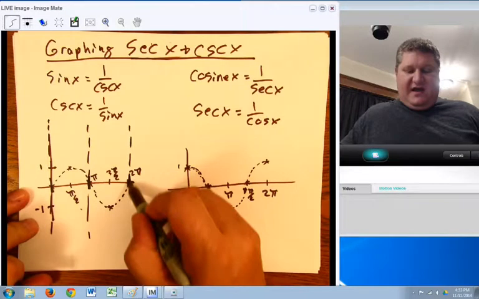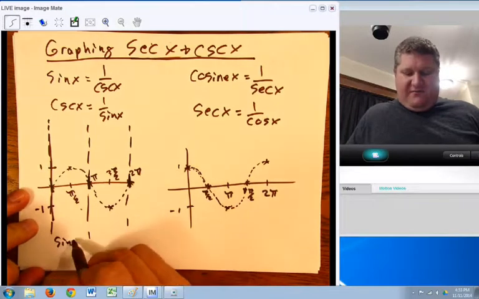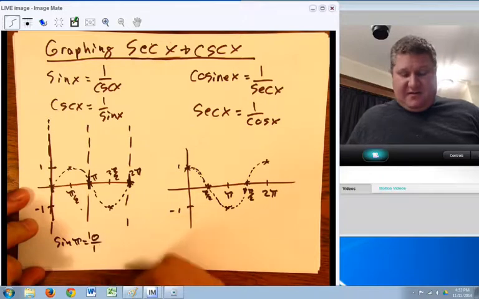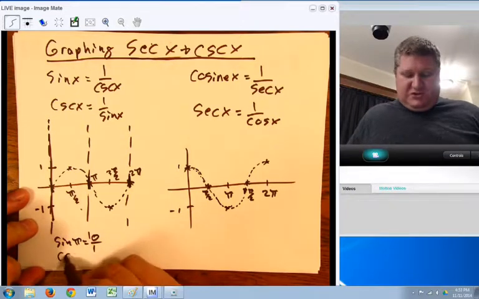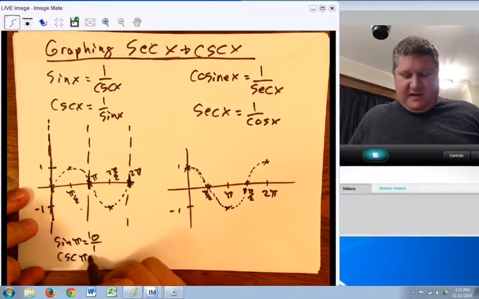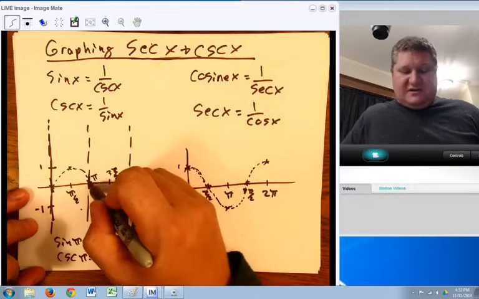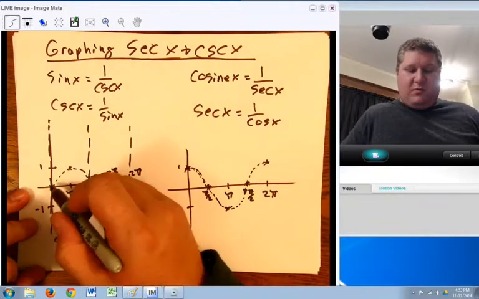Because if I have sine of pi, sine of 180, that means the opposite side is 0, the hypotenuse is 1. Well, that means the cosecant of pi is 1 over 0, so it becomes undefined. So what was a 0 is now an asymptote.